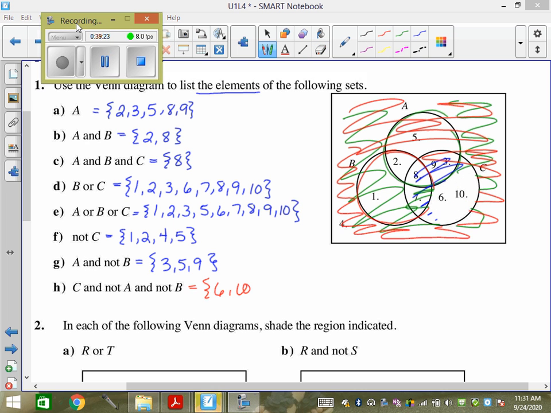So I said to you guys, if it was or, I would have said everything that was shaded. So if you get confused, that was my suggestion. Shade each separately. If it's and, it's where they all are shaded. If it's or, any shading, whether it's single shaded, double shaded, triple shaded, you state it. Thank you, Miss Lepp.